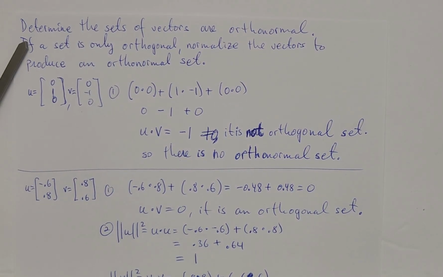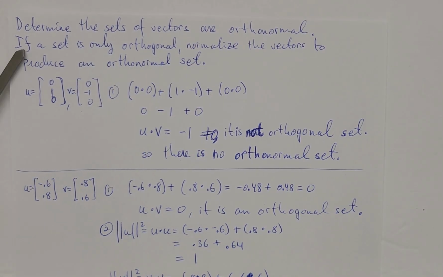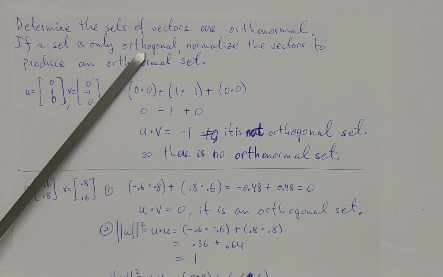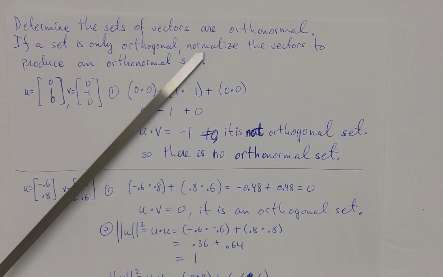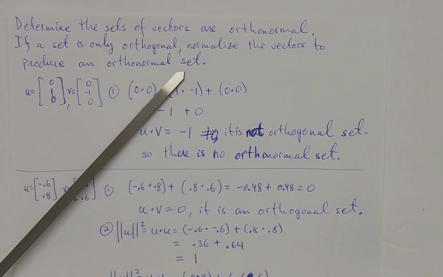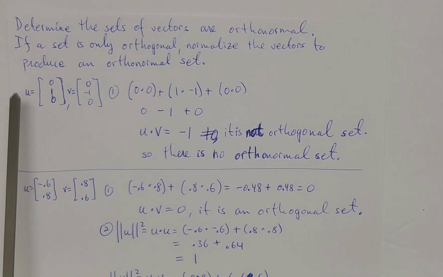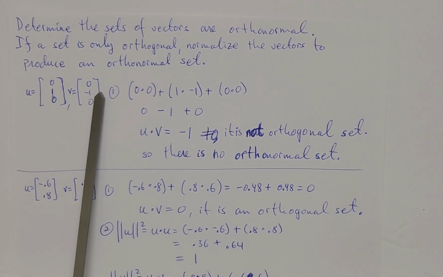This lesson is to determine whether the set of vectors is orthonormal. If a set is only orthogonal, normalize the vectors to produce an orthonormal set. So here I have vector 1 and vector 2. You're going to multiply them together.